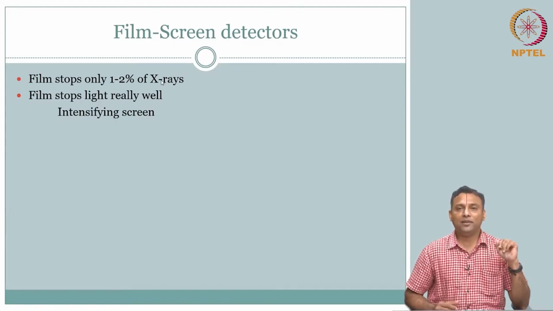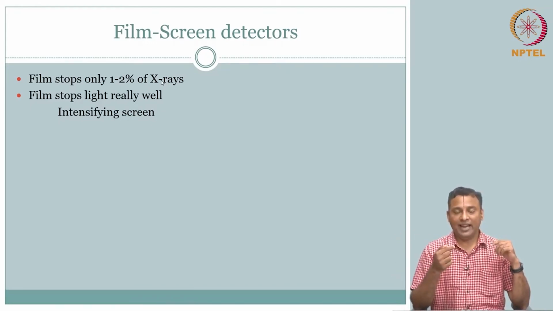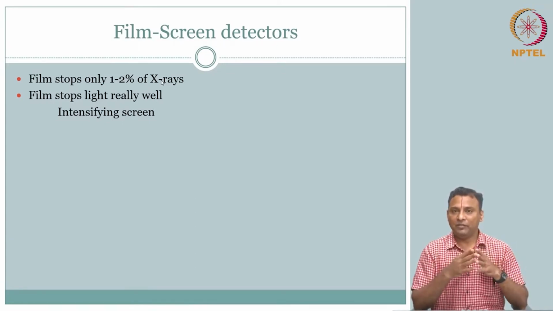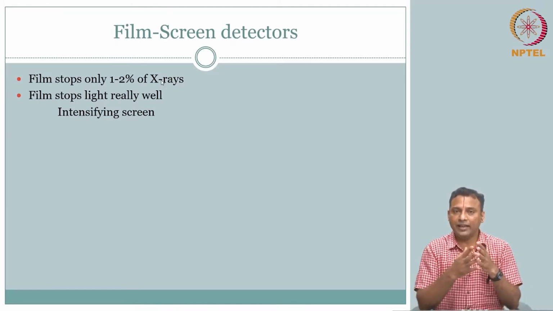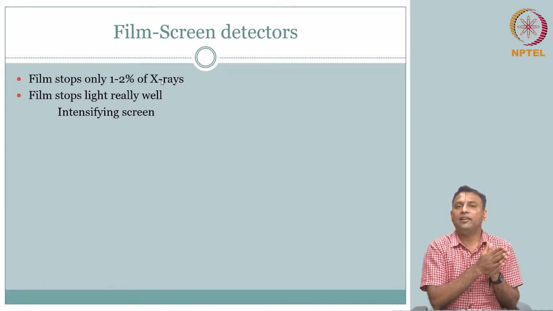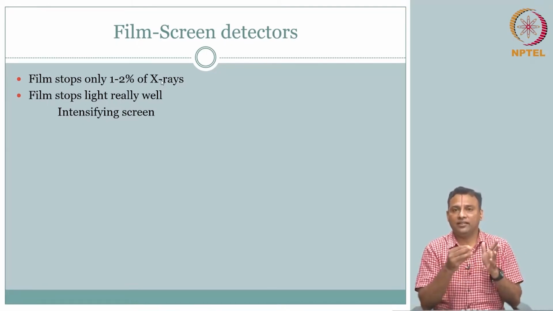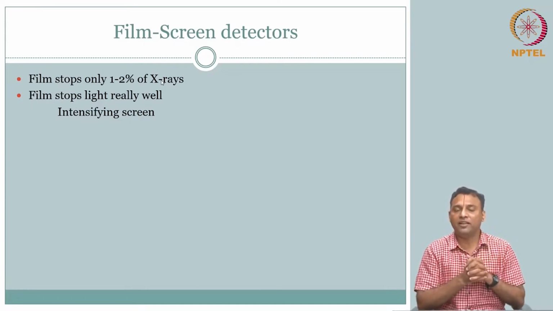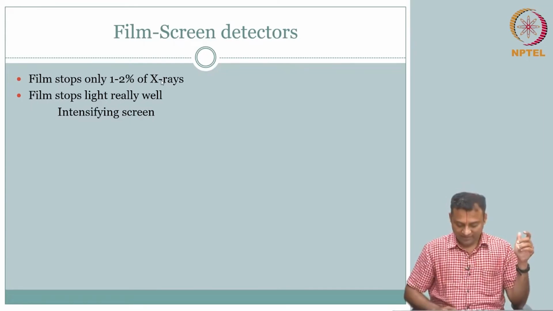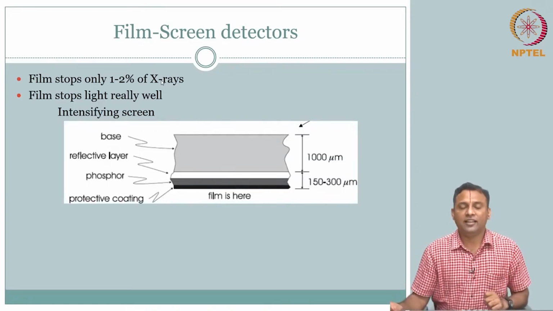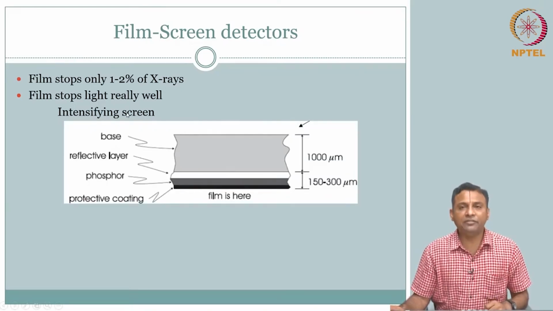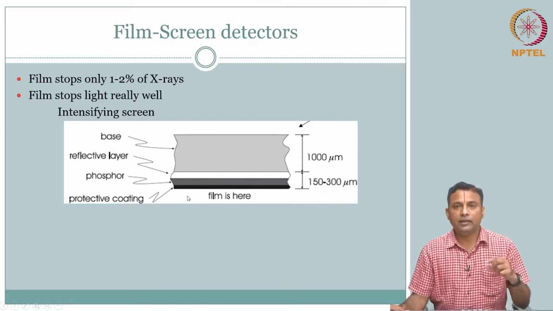The objective is simple. On one side I have X-ray photons coming. Can I somehow convert this X-ray energy into maybe visible light, and then the light photons can go spoil my photographic film, right? So that's what your intensifying screen did. So here what you see is just a cartoon or a sketch of a typical screen.